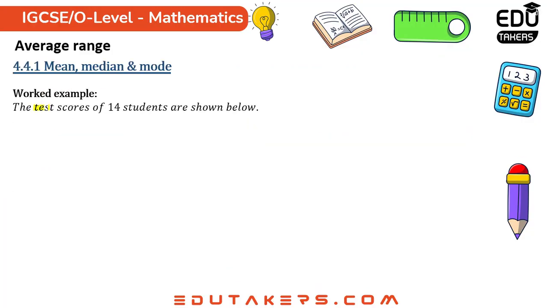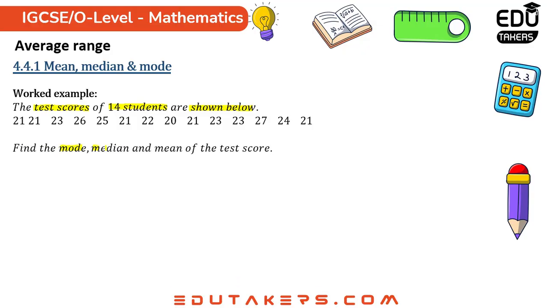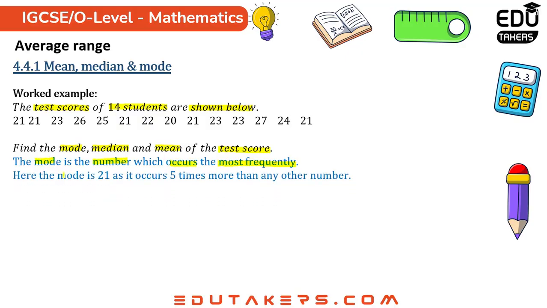Worked example. The test scores of 14 students are shown below. Find the mode, median and mean of the test scores. The mode is the number which occurs the most frequently. Here, the mode is 21 as it occurs 5 times, more than any other number. So, mode is 21. To find the median, put the numbers in order.